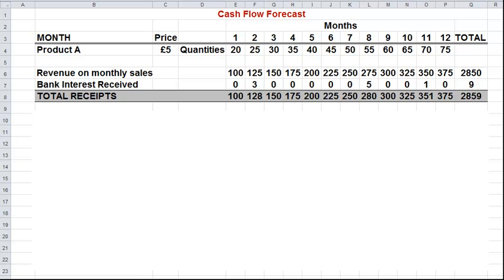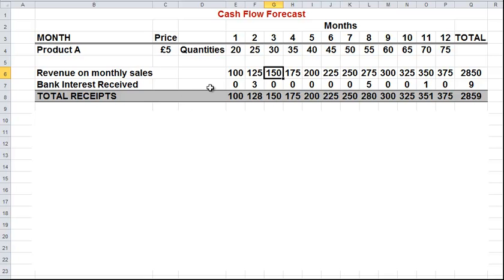I'll just put the cursor onto the screen to illustrate. So they sell 20 in the first month, 25, 30, and 35 in the fourth month, and so on. So we have the price of 5, and we have that. Therefore, the revenue from sales is simply 5 times 20, which is 100, 5 times 25, which is 125, 5 times 30, which is 150. So straightforward. So we can work out what the monthly revenue is.